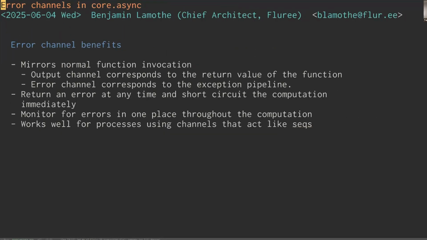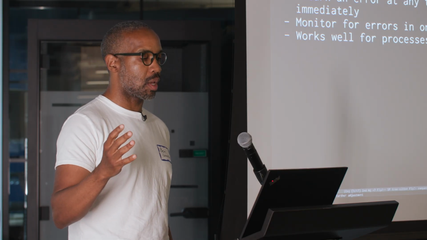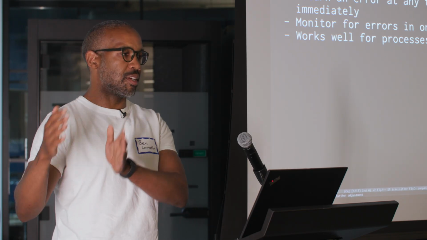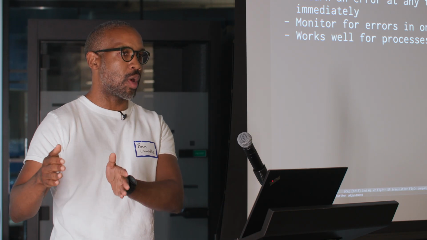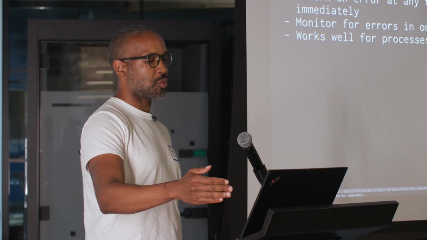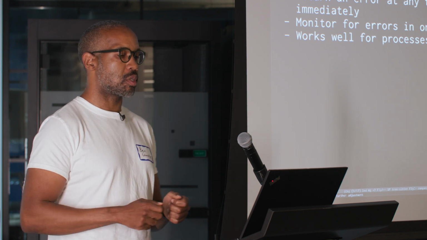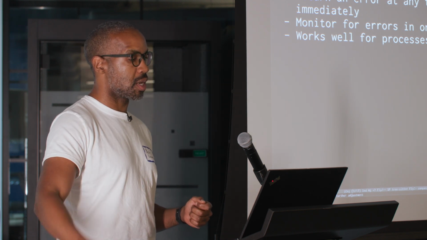So I think there's some benefits from the error channel approach. First, it mirrors the normal function invocation. So you've got an output channel that corresponds to the normal return value of a function, and then the error channel corresponds to the Java exception pipeline. And so just like you can throw, and that is handled at a different place in a different way from something that you return from a function normally, it's the same thing with, if it's a successful result, you put it on the output channel, and if it's an error result, you put it on the error channel.